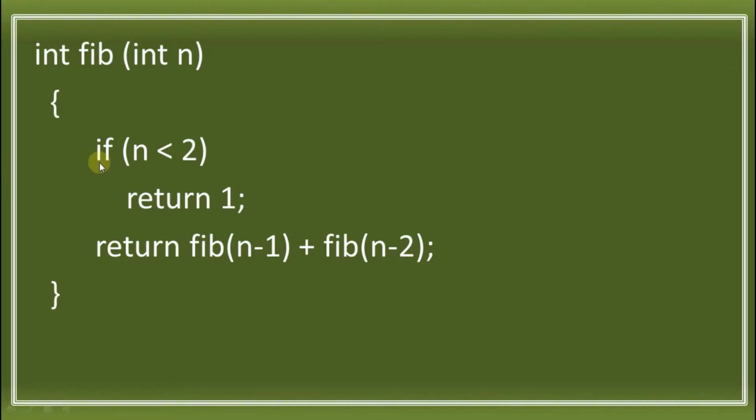Kaya po, meron po tayo ditong condition na if the value of n is less than 2, it will return 1. Then, it will call again itself. Yung sa calling niya, meron tayong dalawang call. It will call itself fib n-1 plus fib n-2. So, this is the sample algorithm of a Fibonacci sequence.